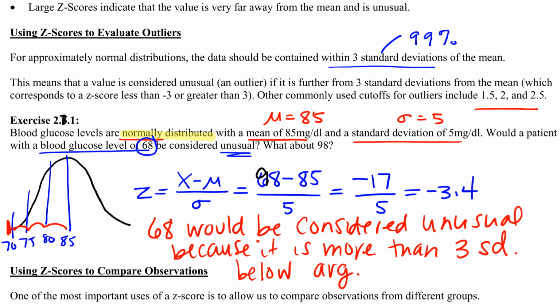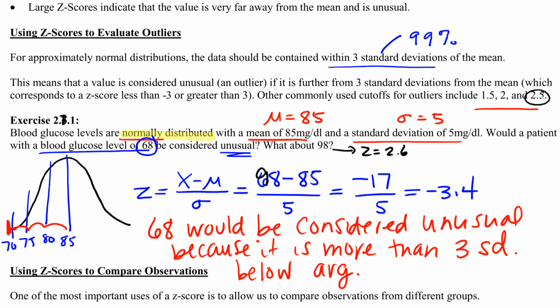If you do that, oops, that is so not right. Typing random things in my calculator. For 98, you get a z-score of 2.6. And this is a questionable one, right? Based on the 2.5 criterion, this would be unusual.